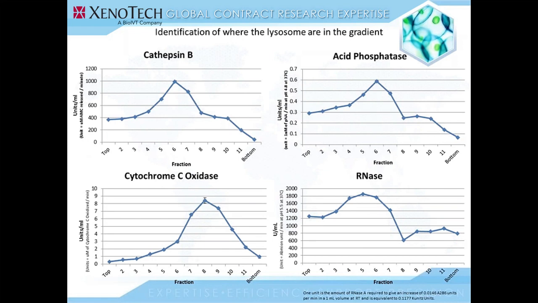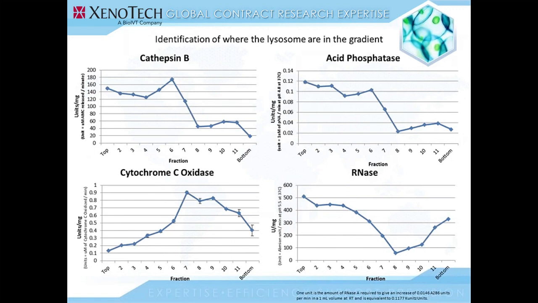However, we would not consider that an acceptable amount of cytochrome C oxidase activity, so that would not be included within our fractions. So this is the activity based on units per mL. However, if we take the same data and we look at units per milligram, we see something a little bit different, but it still says the same thing. It's basically telling us that our lysosomes are fractionating to the top half of the gradient, while our mitochondria are fractionating to the bottom half.